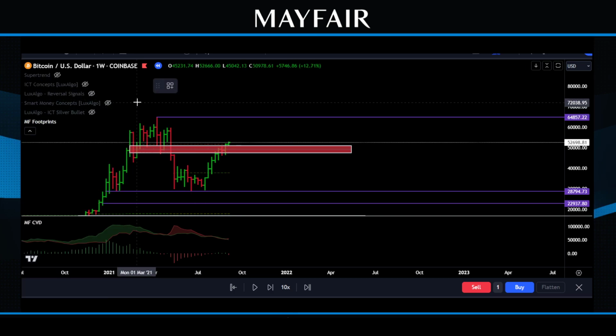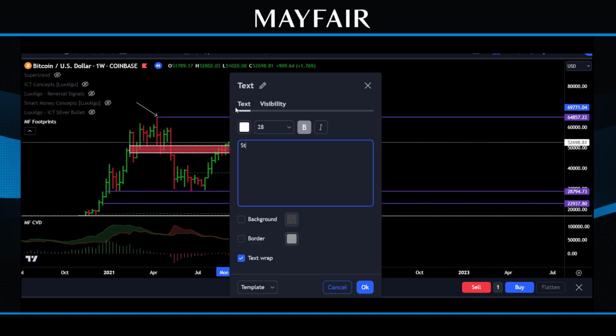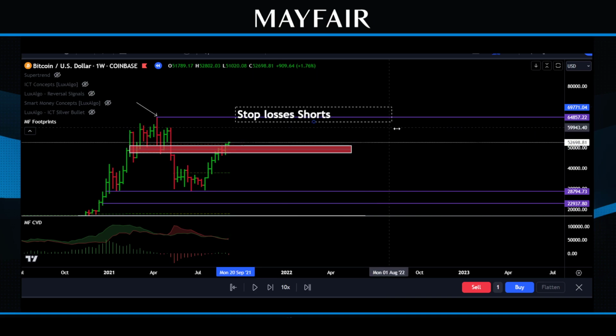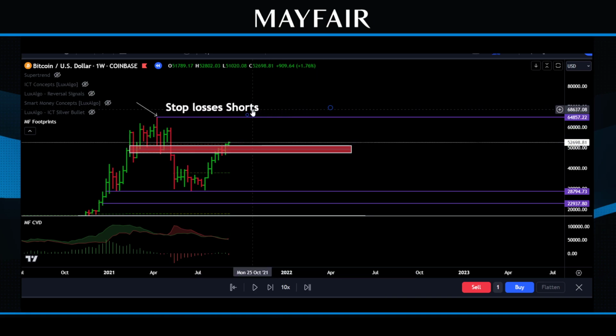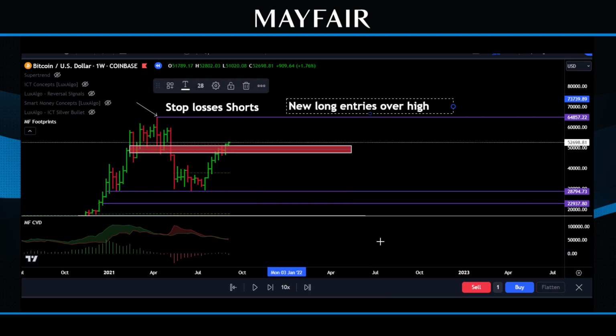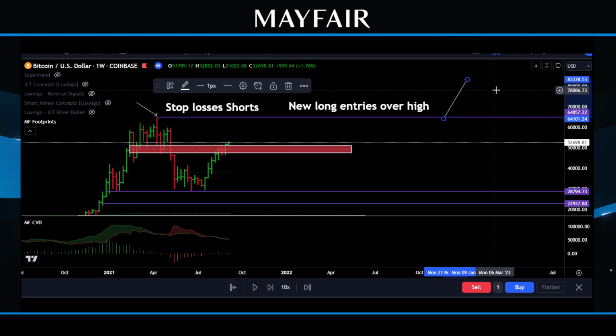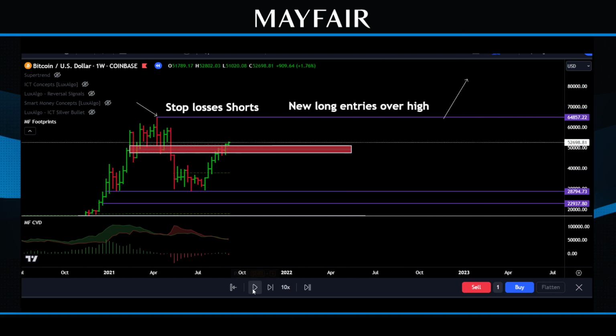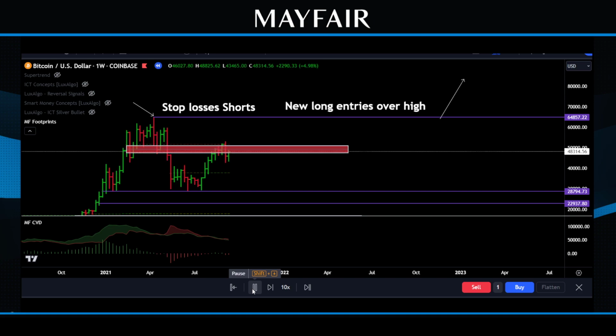So at this particular stage, what you'd really, really want to see happen is this candle, this high, you're going to have stop losses. So I'll just put this in notes. You're going to have stop losses from obviously shorts, and we're going to see new long entries over the high. So what you'd expect to happen is as we break that, you'd want to see a significant rally to give us the confidence that that's what's about to happen.